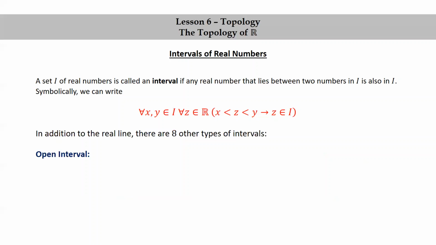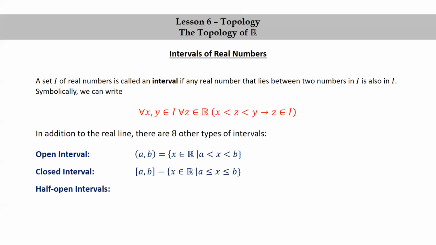We have open intervals. Okay, the open interval from A to B. We use open parentheses to indicate that it's an open interval. And this is the set of x in R, or the set of real numbers x, such that x is between A and B, not including A or B. Then we have closed intervals. For closed intervals, we use closed brackets. So the closed interval from A to B is the set of x in R such that x is between A and B, including both A and B.